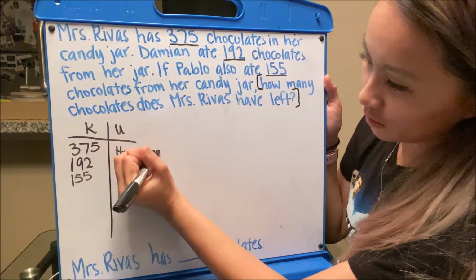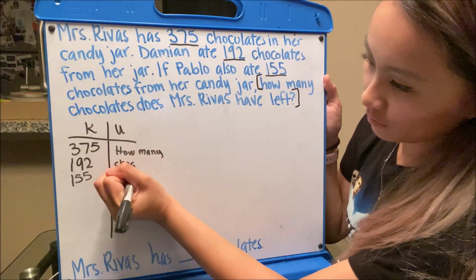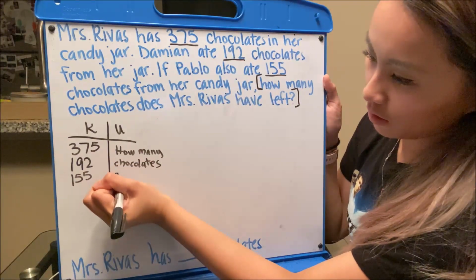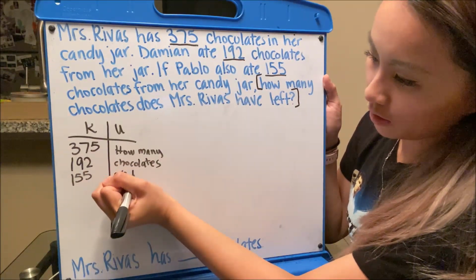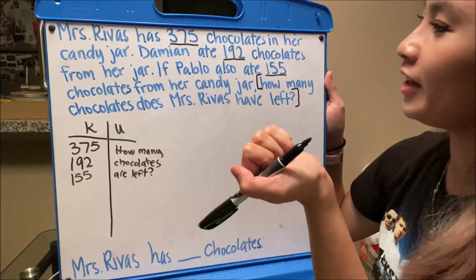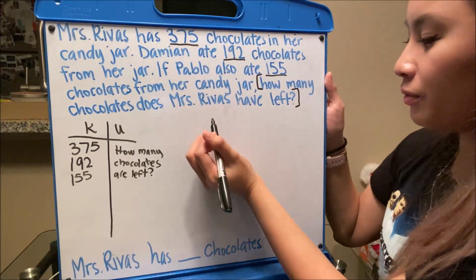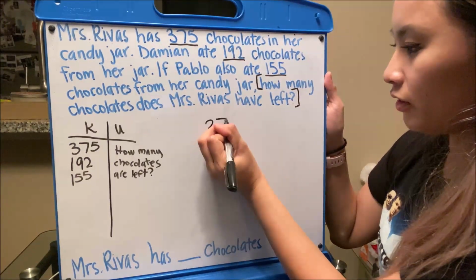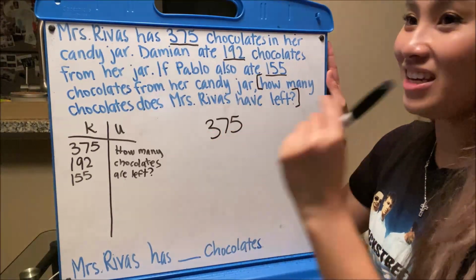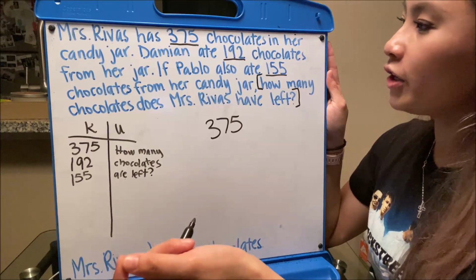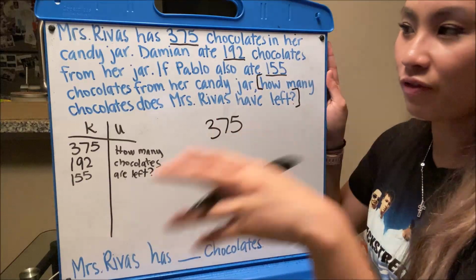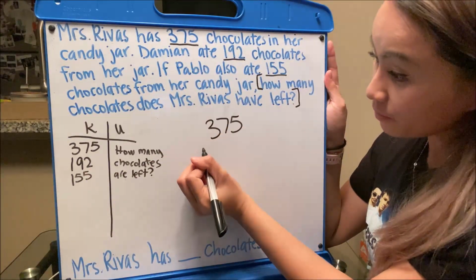How many chocolates are left? All right, so we're going to start off with 375. Now, Damian ate 192. When you're eating, he's taking the chocolate away from her candy jar, so we're going to subtract.